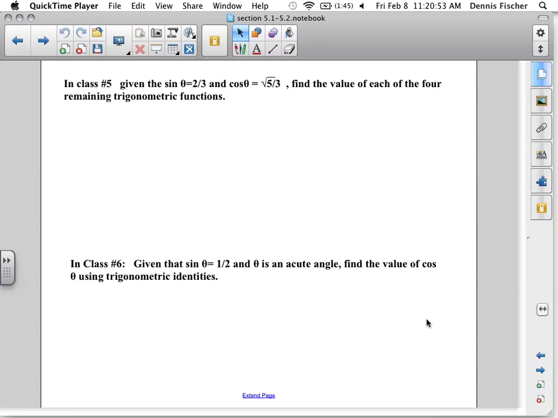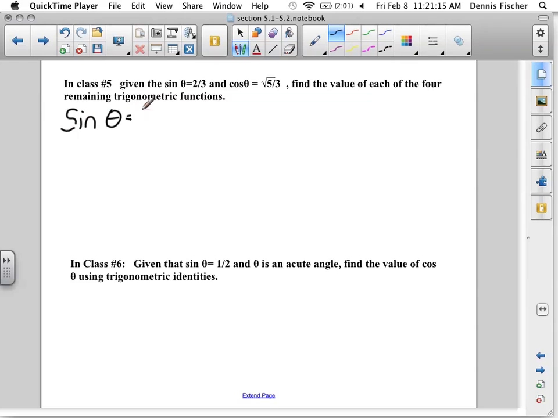Given that the sine of theta is equal to 2/3 and the cosine of theta is equal to the square root of 5/3, find the value of the 4 remaining trig functions. So we know the sine of theta is equal to 2/3, and we know that the cosine of theta is equal to the square root of 5/3.